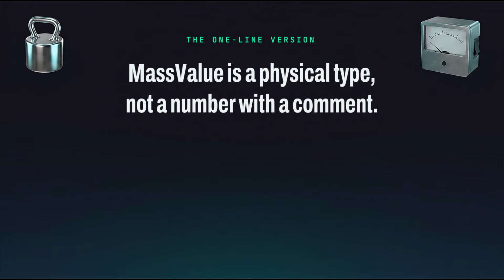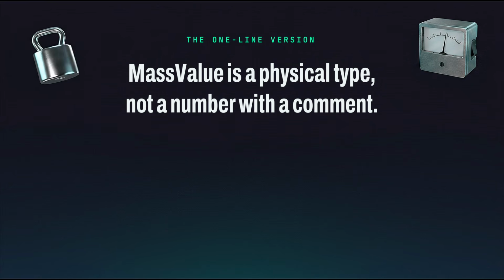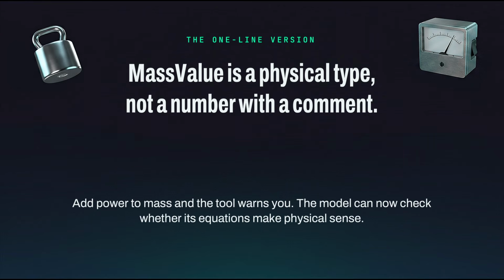If you take one idea away, take this one. SysML v2 treats MassValue as a real physical type, not a number with a comment beside it. Try to add power to mass, and a conforming tool can warn you. The model is no longer a structural description. It can check whether its equations make physical sense. Your model can now tell mass from power and carry units through its calculations.